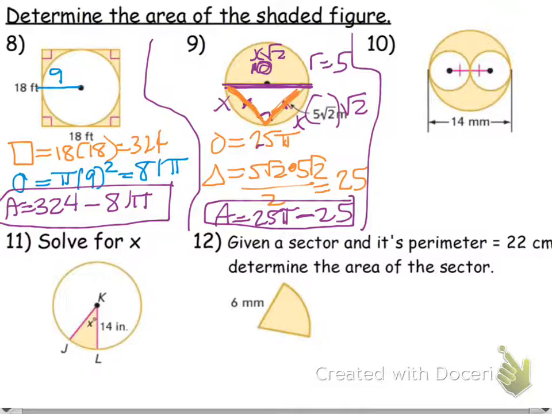All right, number 10. Let me make this bigger here. We've got what looks like a little minion face or something. I don't know. Anyways, I need to get the area of the big circle and then subtract out the 2 small circles. First, we can just get the area of the big circle because that one's going to be easy. If the diameter is 14, that means our radius is 7. So pi r squared would be 49 pi.